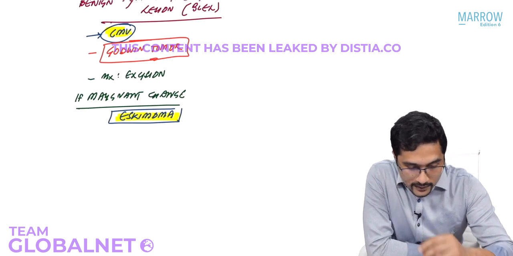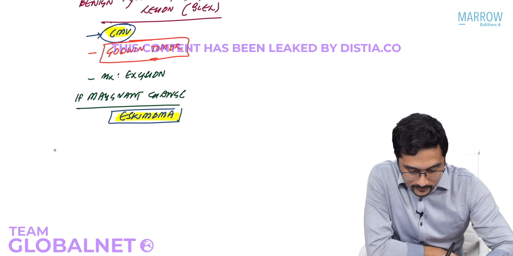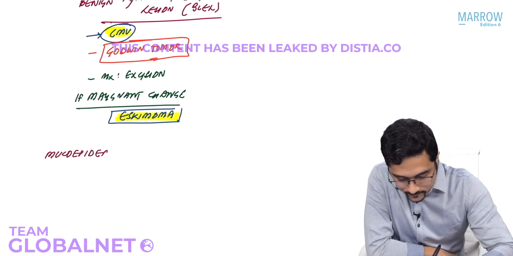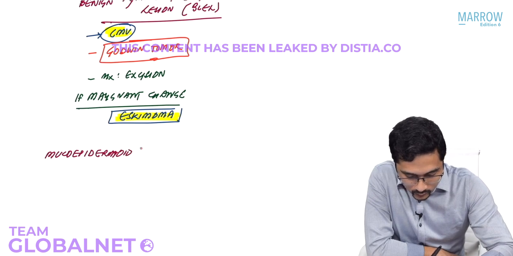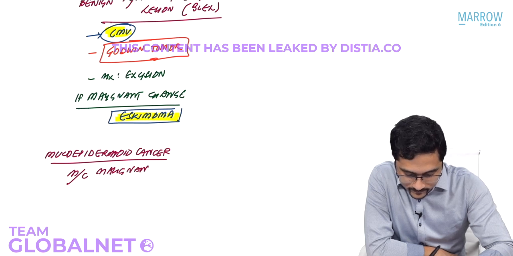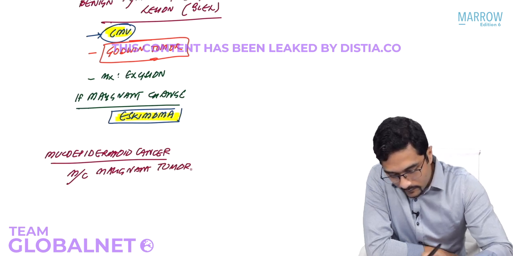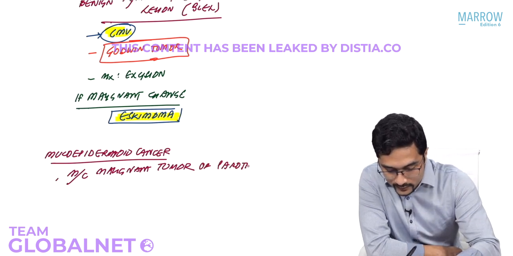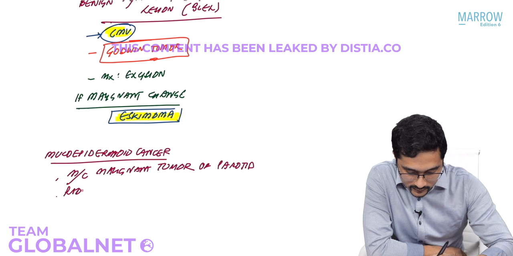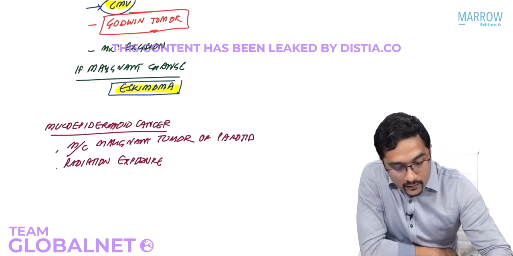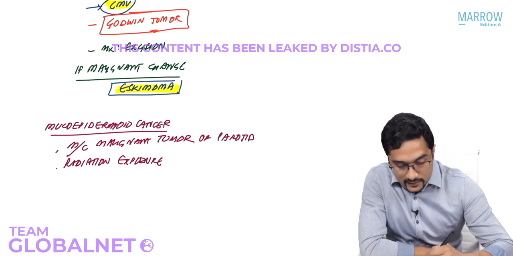Now let's talk about the malignant tumors of parotid. The malignant tumors, you have mucoepidermoid carcinoma, mucoepidermoid cancer. This is the most common malignant tumor. Most common malignant tumor of parotid is mucoepidermoid carcinoma. Radiation exposure is a risk factor in these patients.